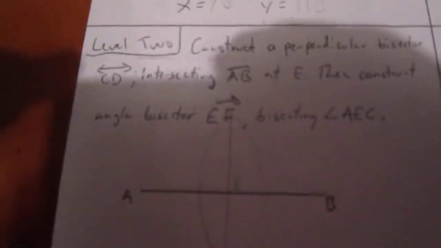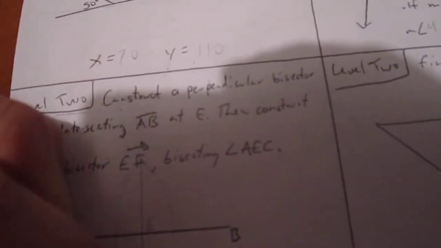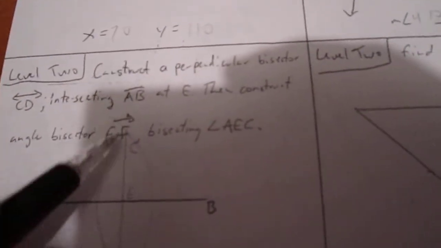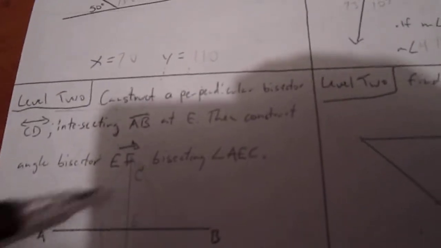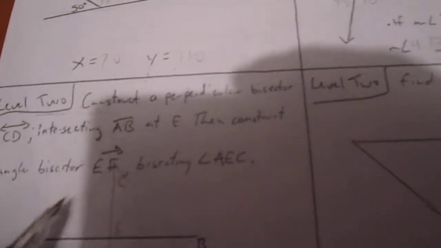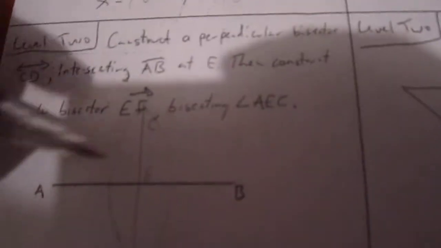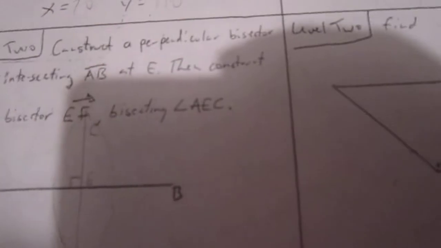Now construct an angle bisector EF bisecting angle AEC. So again, this has to be C up here, D is over here. So now I need to do an angle bisector. So I'm going to do an angle bisector of angle AEC. So I'm going to do my angle bisector over here. What we should realize is that a perpendicular bisector means that this will be a 90-degree angle. So that's something to think about.